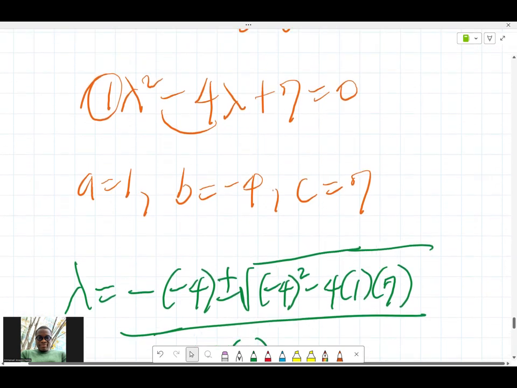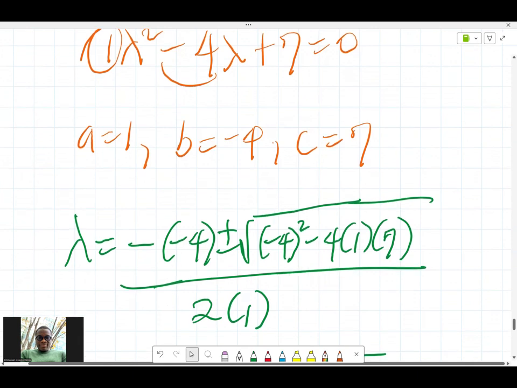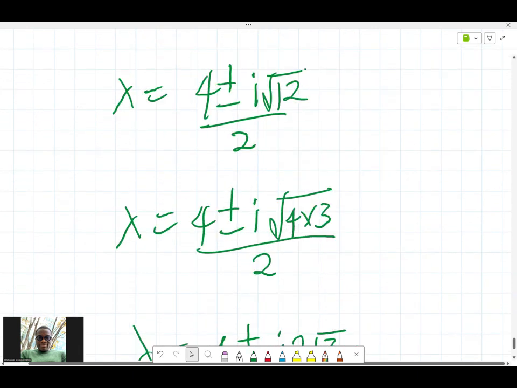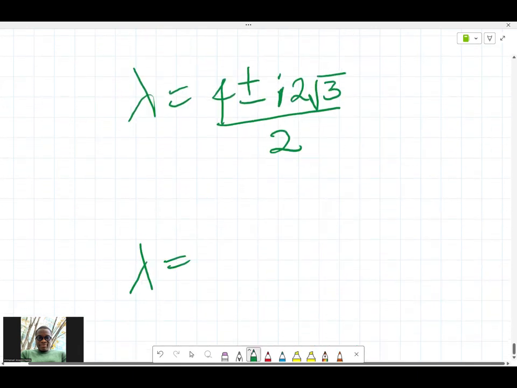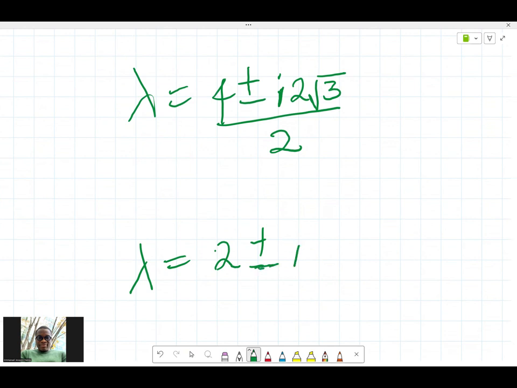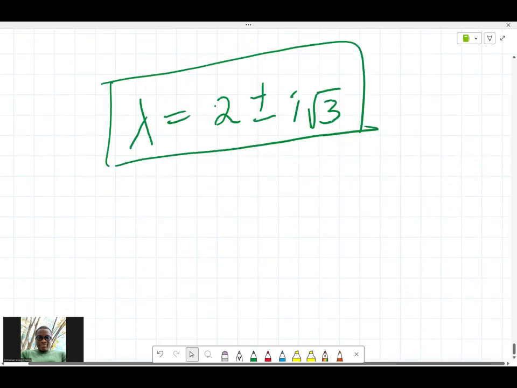4ac, minus b squared. Okay, I think that's it. So we now have lambda is equal to, divide through by 2, so we simply have 2 plus or minus i root 3. Okay, so this automatically tells us that we have a complex root and that it is oscillatory in nature.